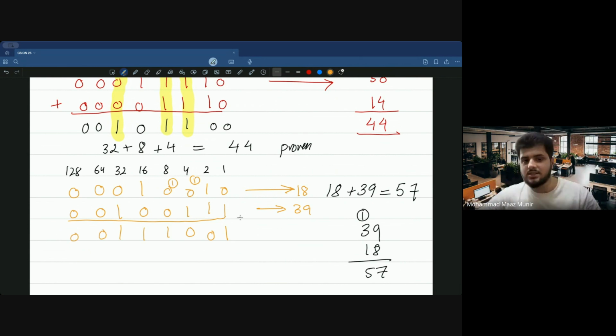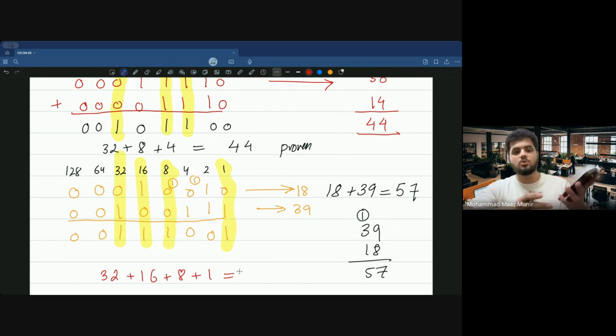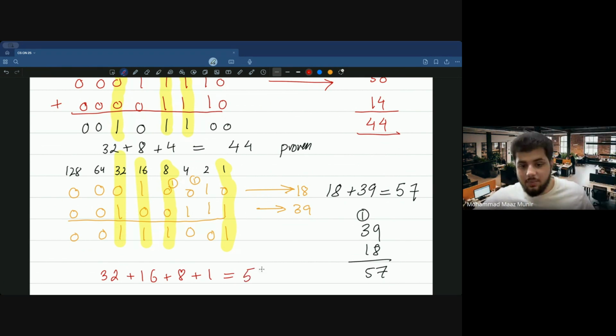Now let's convert this back into denary. So we have ones where we have a 1 up here with the 1 number, then we have a 1 up here with the 8, and then 16, and then with 32. So if we add these numbers, which are basically 32 plus 16 plus 8 plus 1, what do we get? Just a moment, let me calculate it. It should be the same, 32 plus 16 plus 8 plus 1. Guys, we just got a 57. 57, 100% perfect answer.